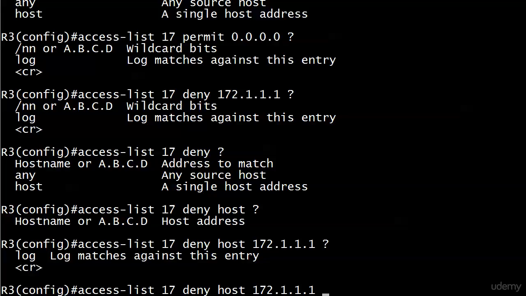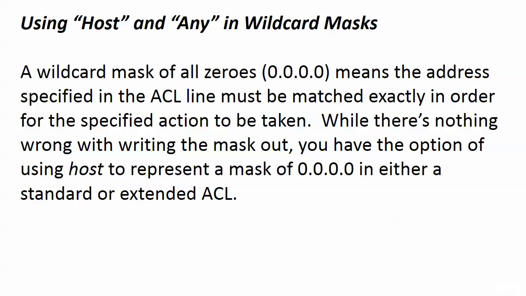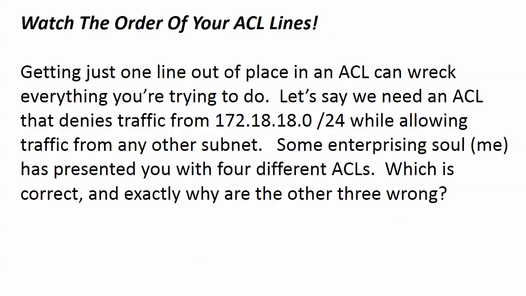Again, any replaces a wildcard mask of all ones. Host replaces a mask of all zeros, where you're matching on one particular address and one address only. I tell you what, let's go ahead and go to a little exercise I had set up for you here on watching the order of your ACL lines. Now, you saw some numbers earlier in front of our access list lines when we ran show ip access-list. Remember that 10 and the 20?